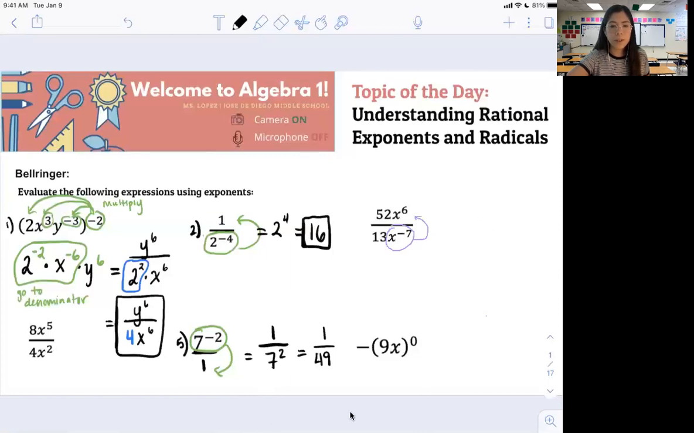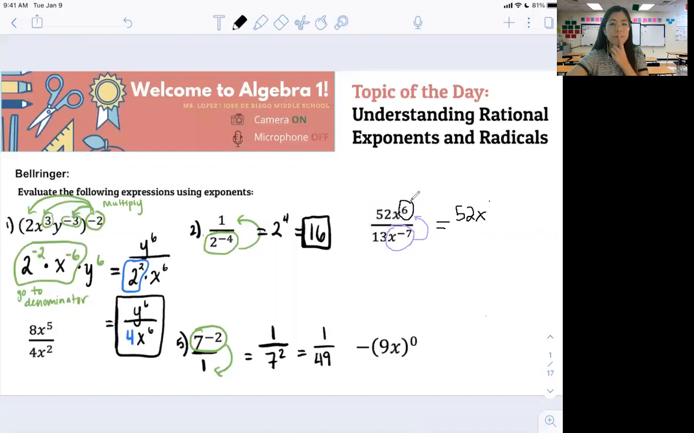So this negative 7 tells me to flip just the x. So just the x is going to come up to the top. Okay, so what does that leave me with? Now I have 52 x, exponent is 7. And what about the one that was already there? Is that one moving or going anywhere? It's flipping onto the bottom.